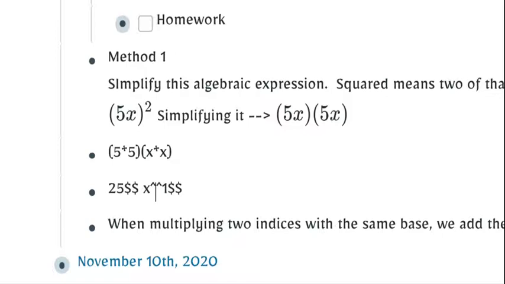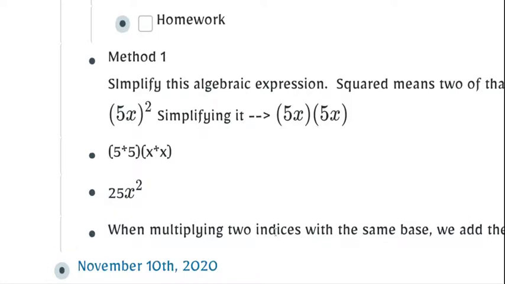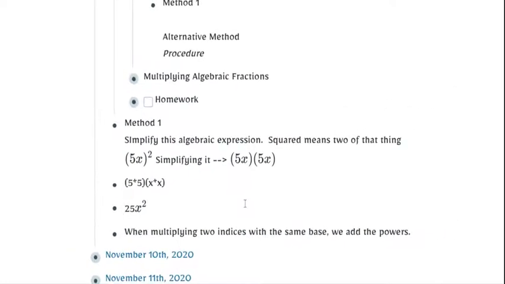x to the 1 plus 1, which is essentially, wait, my bad. x to the 1 plus 1, which is essentially 2. 25x to the 2. All right, perfect. So that was this question. Let's go back through the steps.